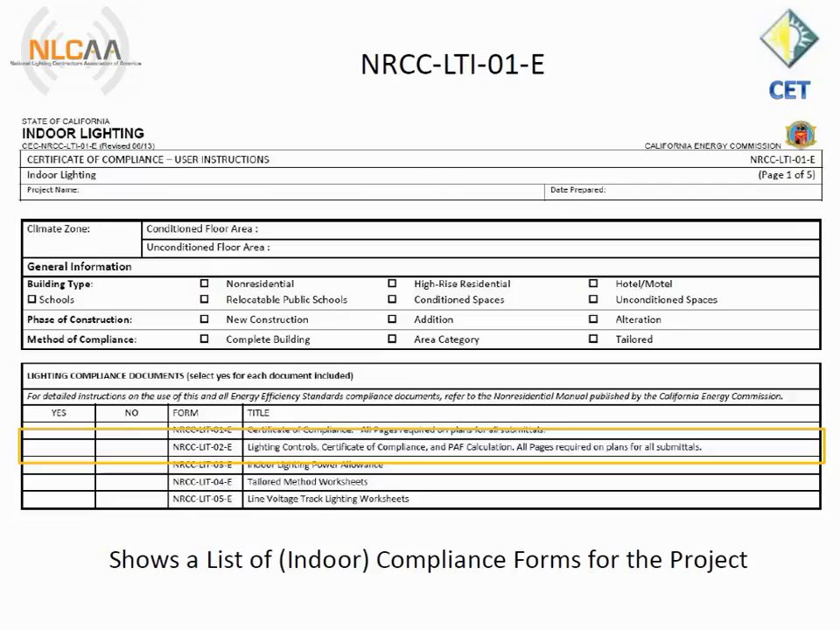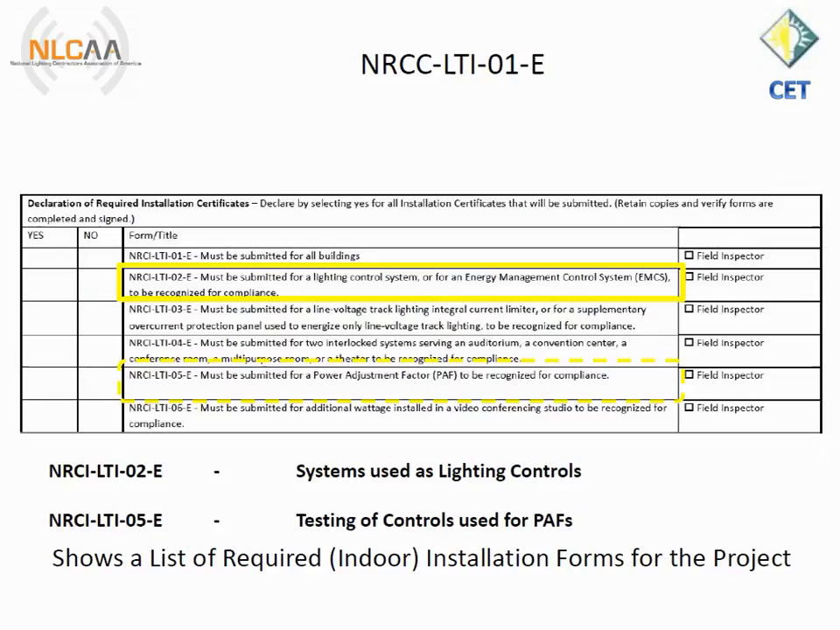This form lists the lighting controls. The next one we're going to look at, 02E, lists the lighting controls, their locations, whether they are mandatory under the code, and if acceptance testing is required for them. Also shown on Form NRCI-LTI-01-E is a checklist of installation forms for the project. The two of interest to us today are NRCI for install, LTI for indoor, 02-E, lighting control systems, and also the 05 version of the form, power adjustment factors claimed.